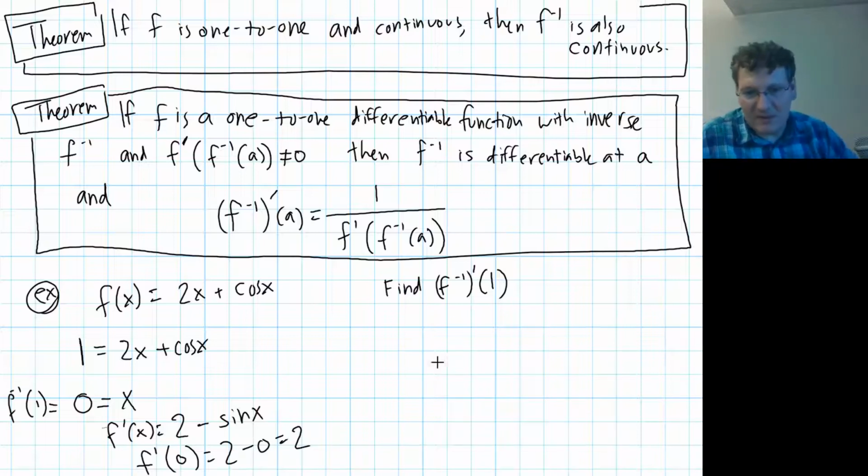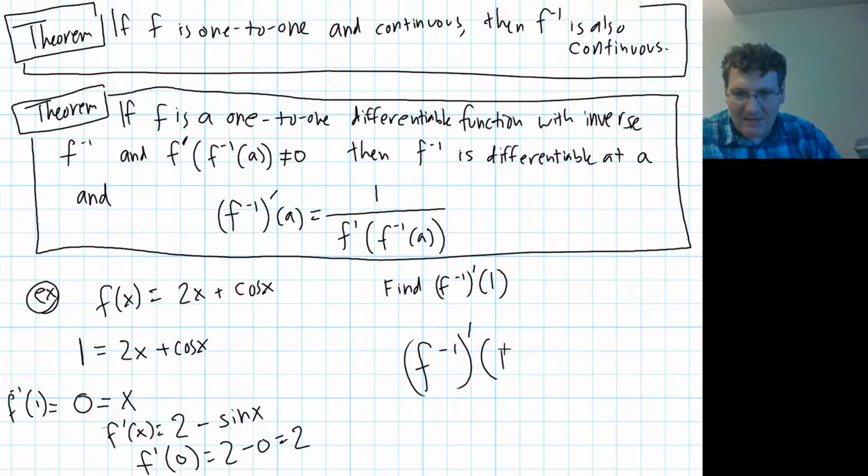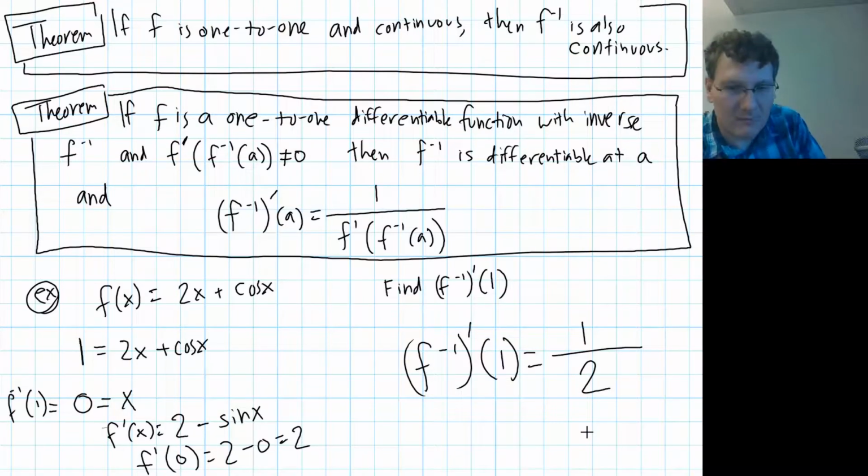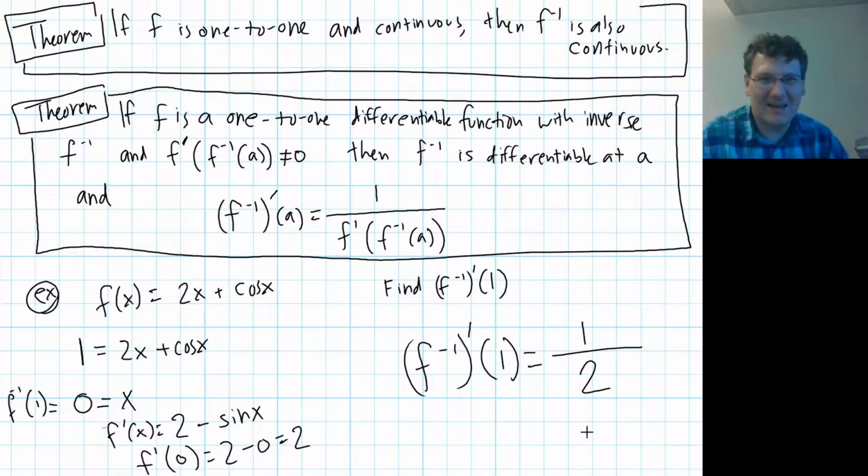So this theorem tells us that the derivative of the inverse at the value 1 is going to be 1 over the derivative of our original function at the value that gave us 1, which is the derivative when x is 0, which is 2, so 1 over 2. Now what this is really saying is that this is like the slope of the tangent lines. When you reflect over the line x equals y, the slopes are going to be reciprocals of each other at corresponding points. That's what this is really getting at.